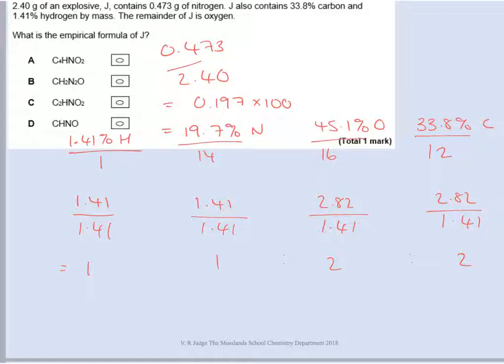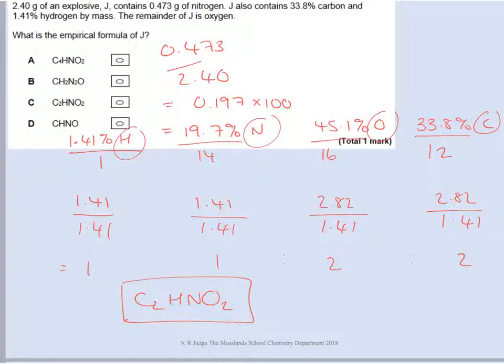So now we simply need to write it as a formula. Carbon, we've got 2 of them, so we've got C2. Hydrogen, we've got 1 of them, so H. Nitrogen, we've also got 1 of them, so it's N. And oxygen, we've got 2 of them, so O2. So that there is the empirical formula for compound J. So the answer would be C.